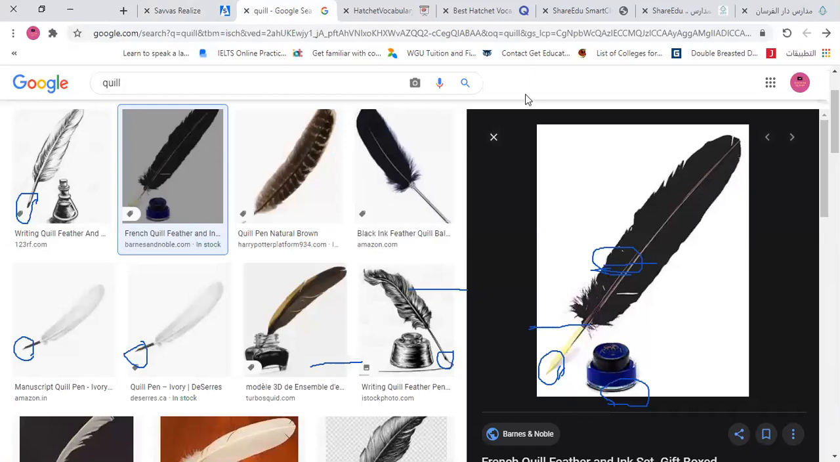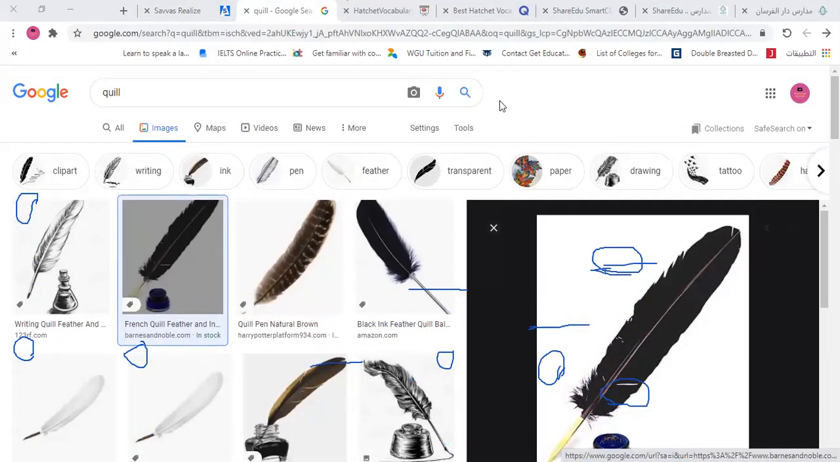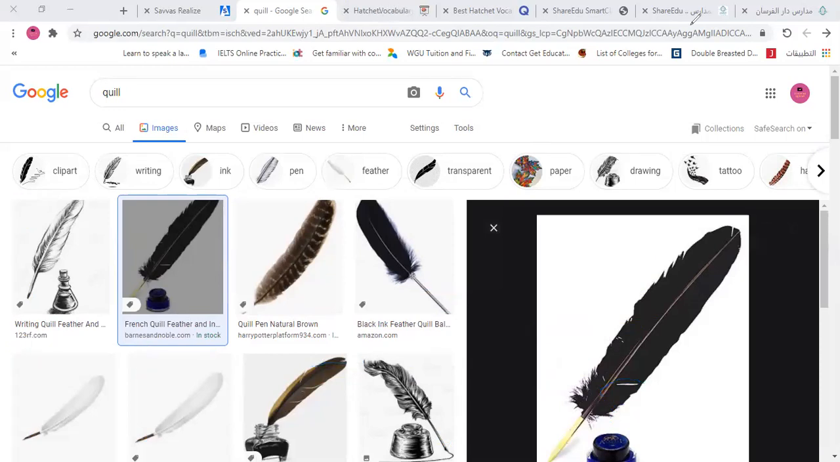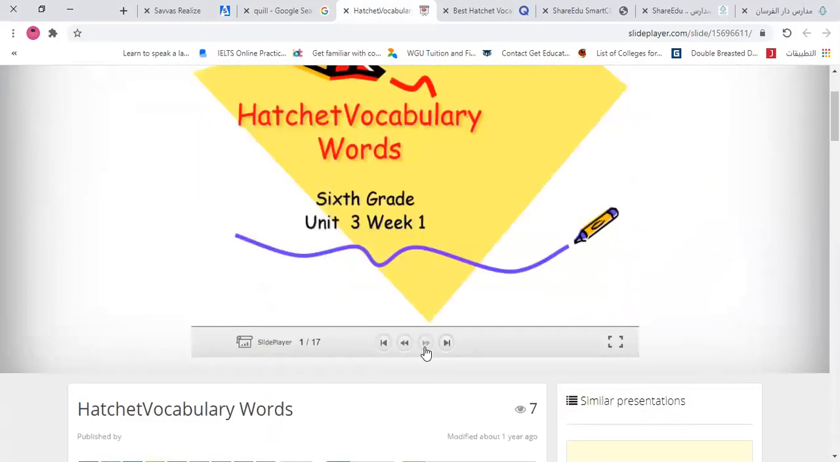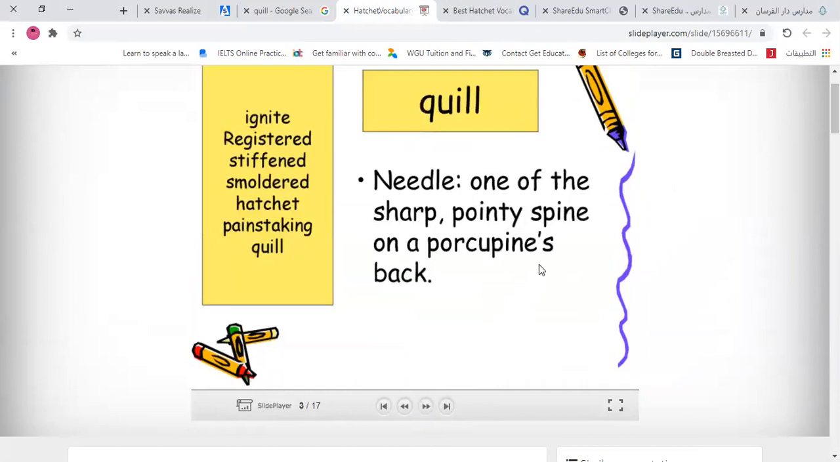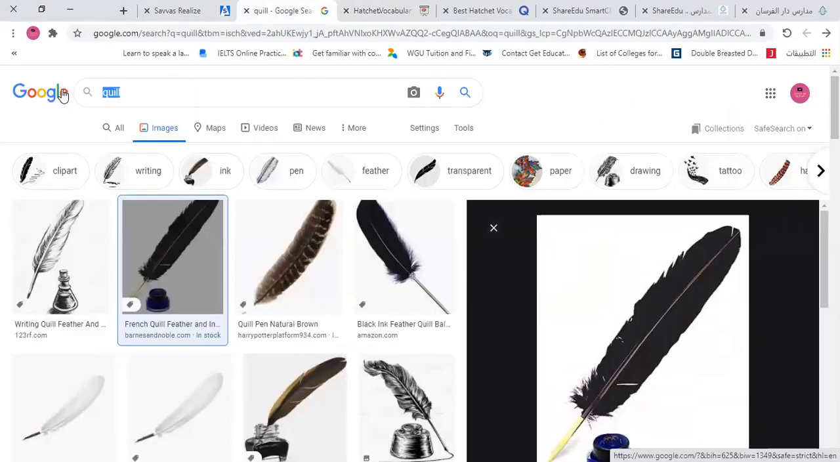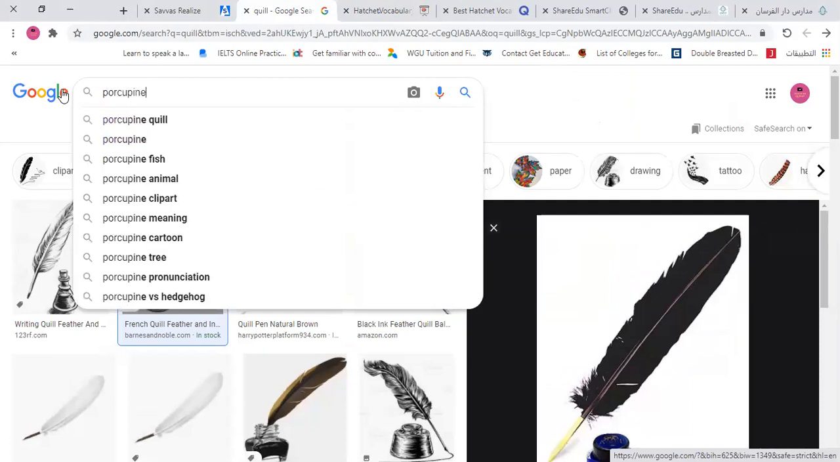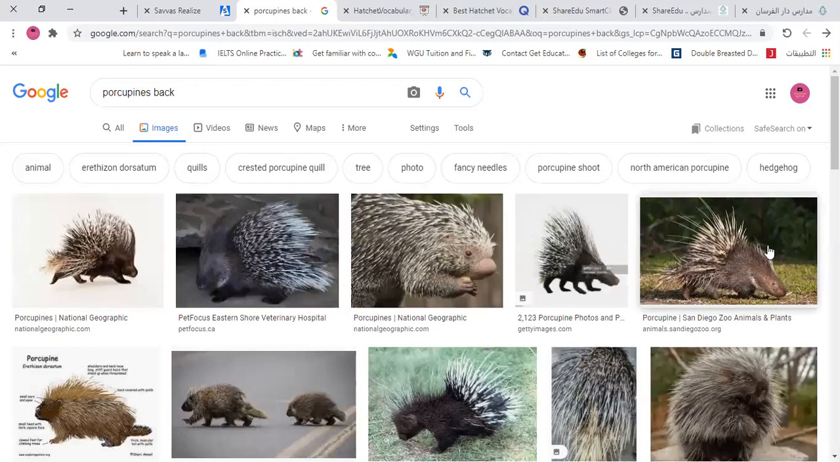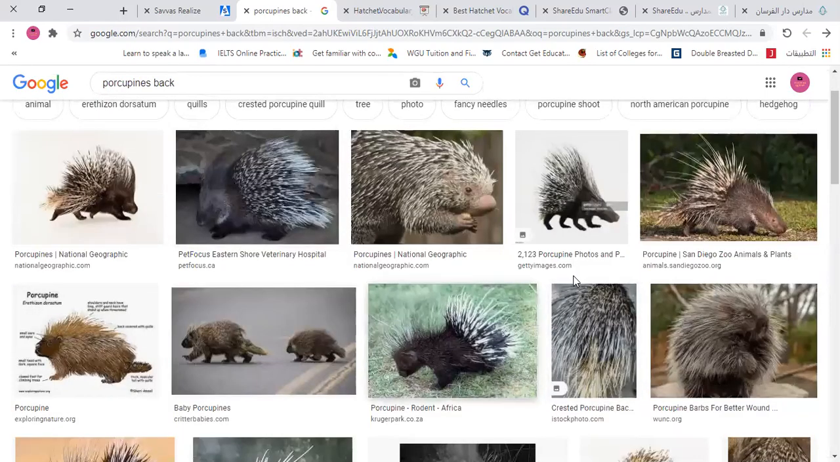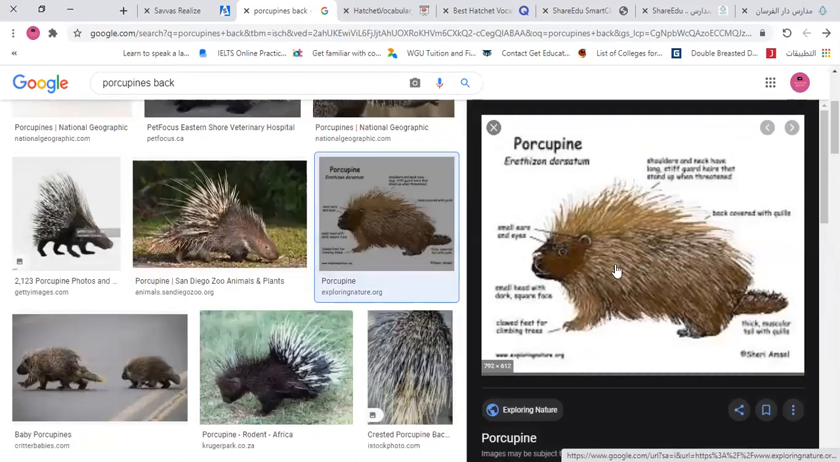So what are the words that we have for today? The first word we have is quill. Quill is a needle, one of the sharp pointy spines on a porcupine's back. This is a porcupine's back. You see this animal? It's a hedgehog, right? Some people also call it a porcupine. It has needles like this.